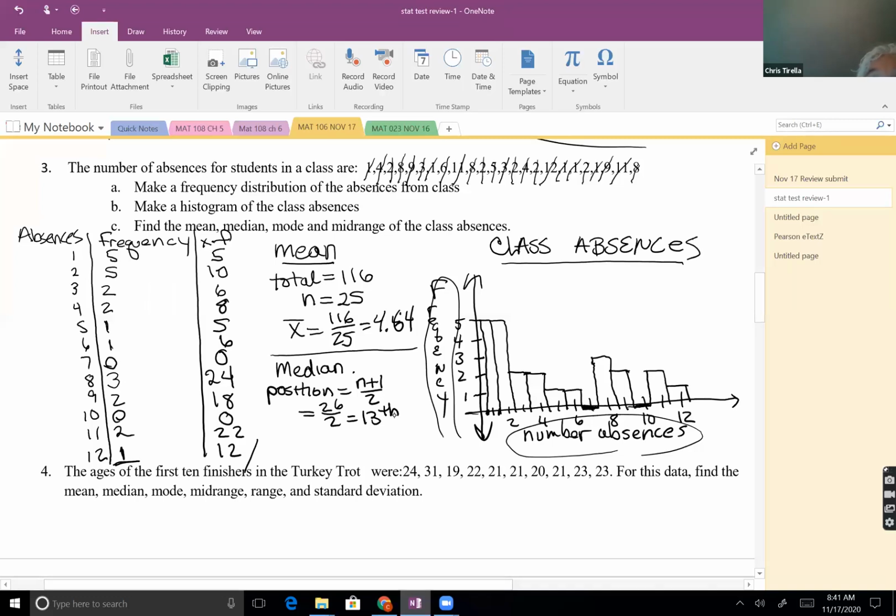And so if my median is the 13th number in the list, I'm going to start listing my 5 ones, my 5 2s, my 2 3s, my 2 4s, and this gives me 1 2 3 4 5 6 7 8 9. Oops, I missed a 2. 10, 11, 12, 13. So the 13th number, the median, is 4, the 13th number in the list.